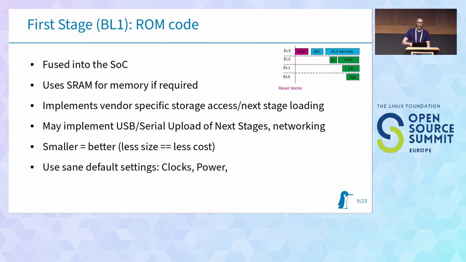ROM code usually also implements something like a USB upload or serial upload, so you can do development on devices. A very popular example of this is maybe the Nintendo Switch systems, which initially didn't have this mode disabled. That's why you can upload your own firmware to the very early release systems they sold on the market. Later systems had this USB loading disabled. But for development, this is really nice because you can hack on the bootloader, and if it doesn't start, you can reset your SoC and then upload a working bootloader again.